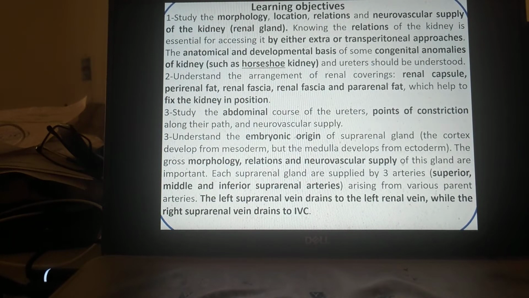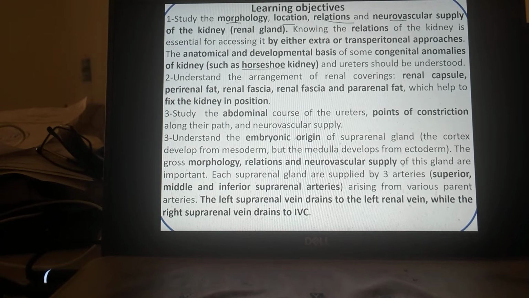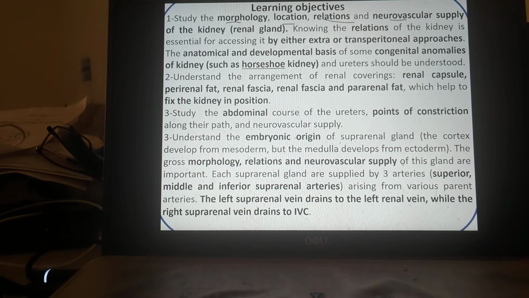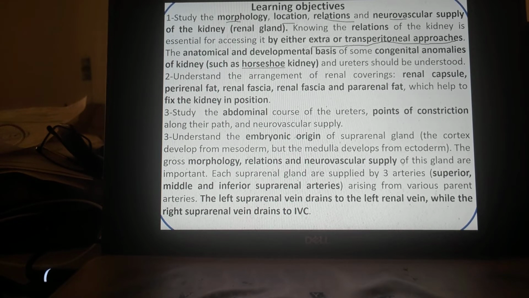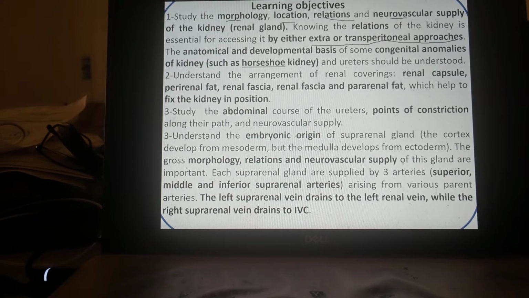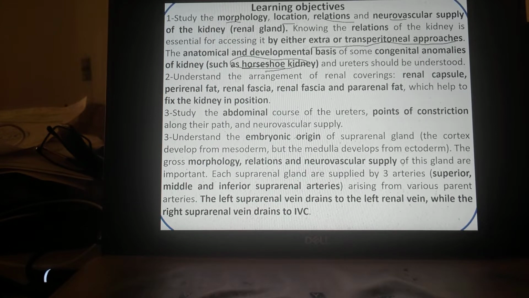So here are the learning objectives. You have to know about the kidneys: you have to study the morphology, location, relations, and the neurovascular supply. That's important because the relationship of the kidneys to the peritoneum is important for extra- or transperitoneal approaches, which access the kidney in various surgical procedures. Also, you have to know some related anatomical variations, like horseshoe kidney, for example.